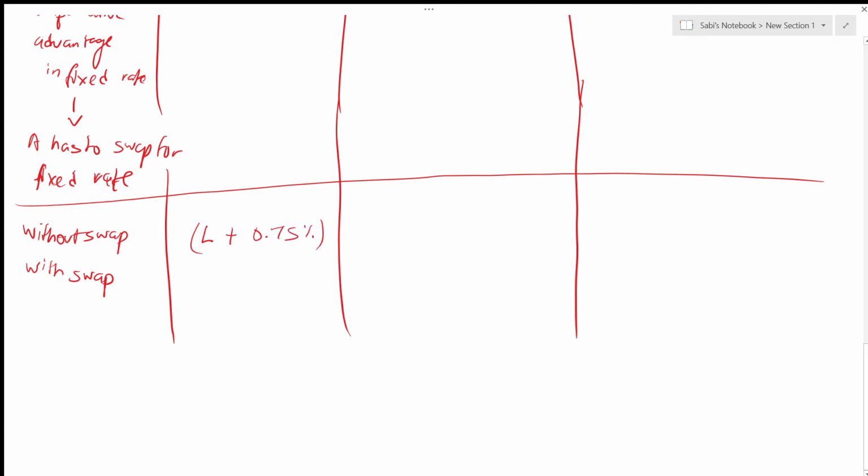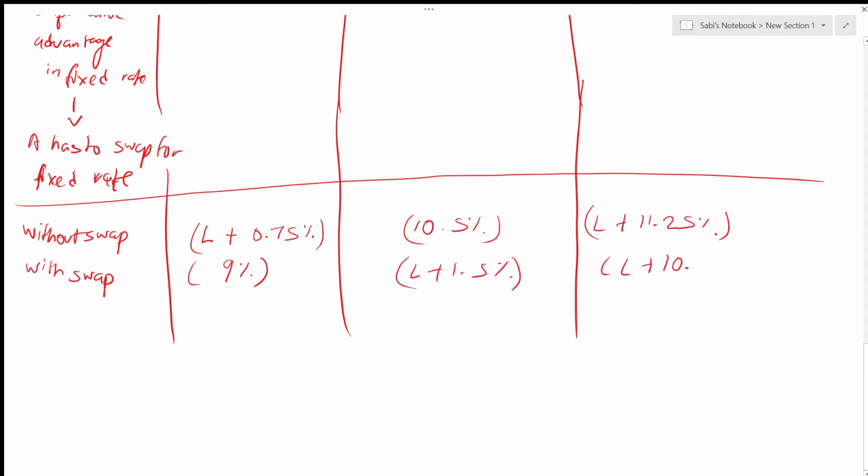I will put in bracket, and he is paying fixed rate. And the total is L plus 11.25. And here without swap, now with swap, I'm sorry, now we saw that A has comparative advantage in fixed rate, so he's paying at fixed rate. And he will be paying at variable L plus 1.5. When you add both, it will be L plus 10.5.